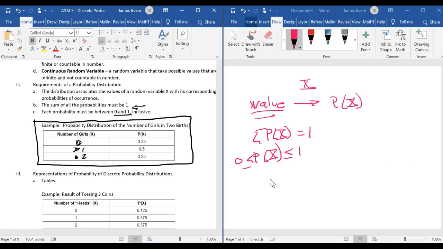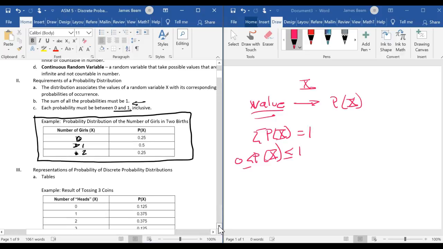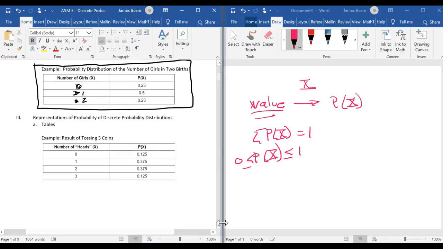Sometimes you need an equation or some other descriptor, just like functions. Tables are one way of describing them. But we'll see later on that the Poisson distribution cannot be written as a table, because there is an infinite number of possible values for the X here. I'm going to fix that in the notes in a little bit, but that should be no girls, 1 girl, or 2. You cannot have 3 girls in 2 births.